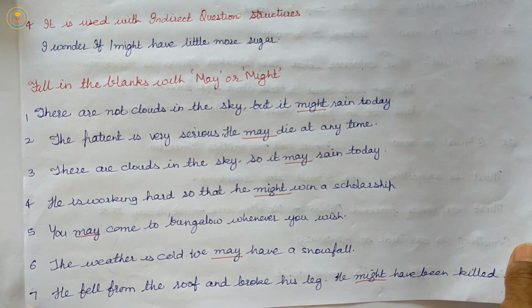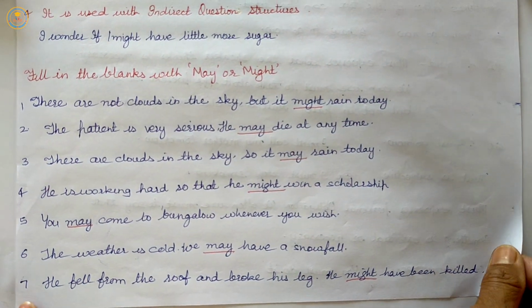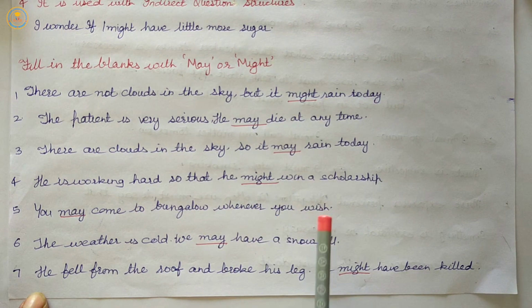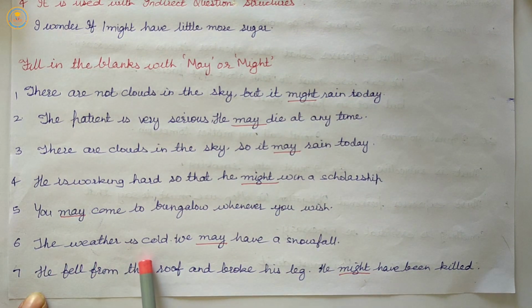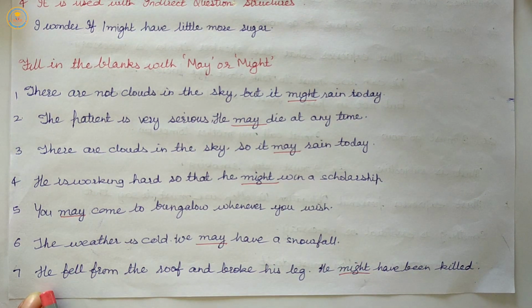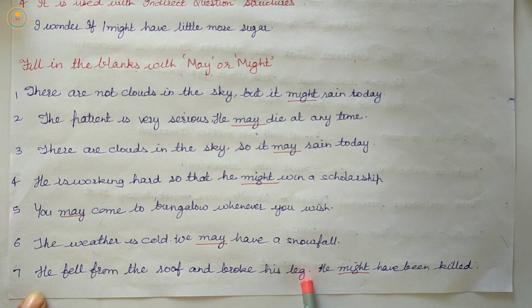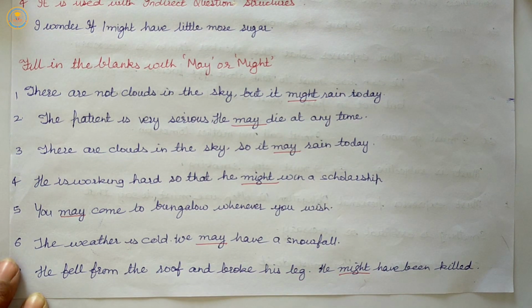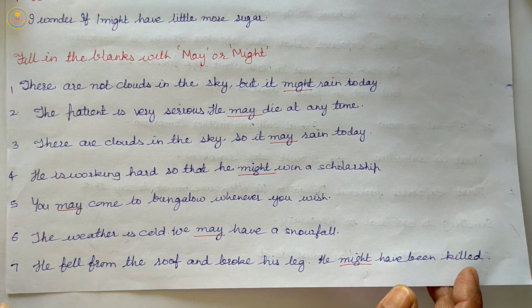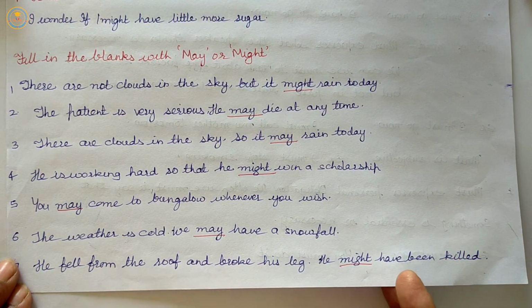You may come to Bangalore whenever you wish. The weather is cold. We may have a snowfall. He fell from the roof and broke his leg. He might have been killed. So, these are the examples related to the use of may or might.